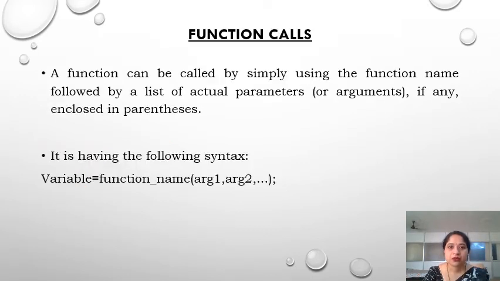The function call. Functions can be called by simply using the function name followed by the list of parameters, if any, enclosed within the parentheses. For example, variable equal to function name followed by the arguments, ending with a semicolon. That is the way to call the functions.